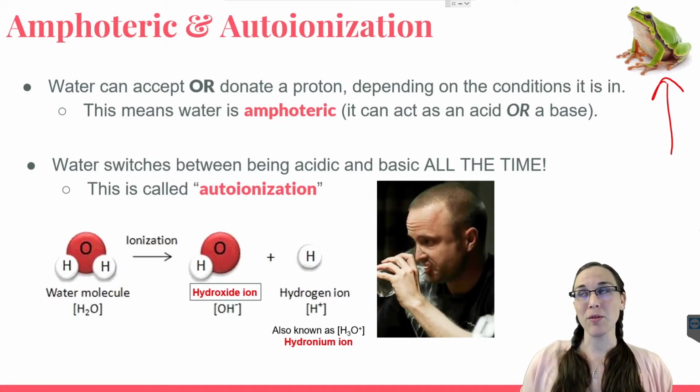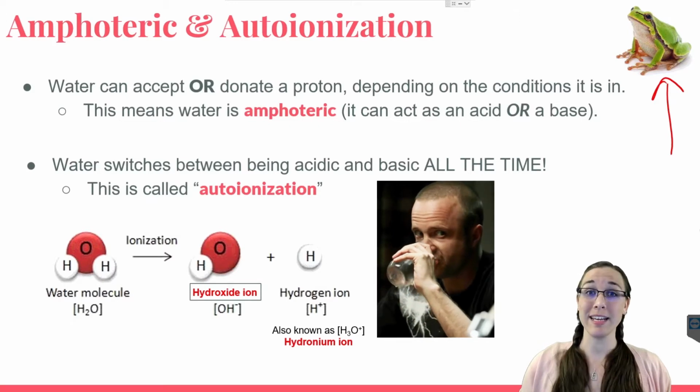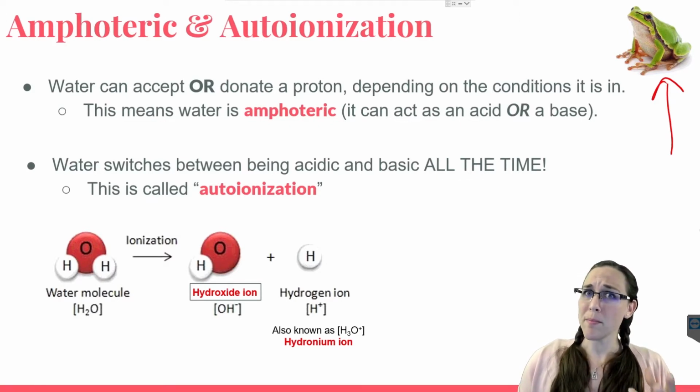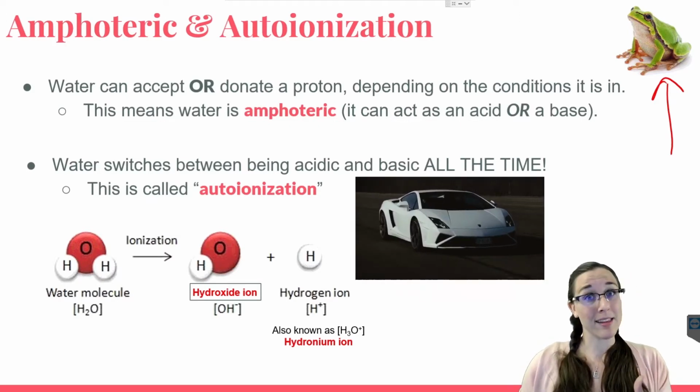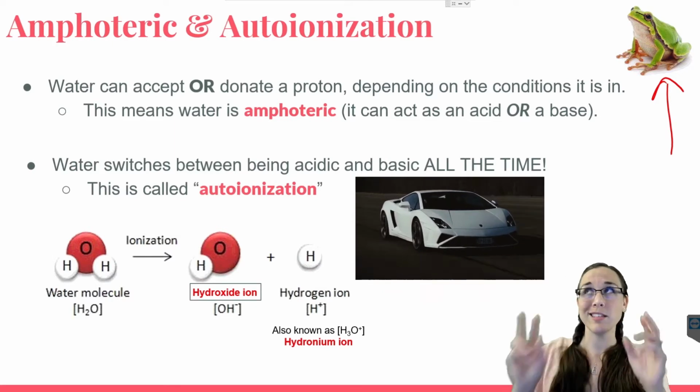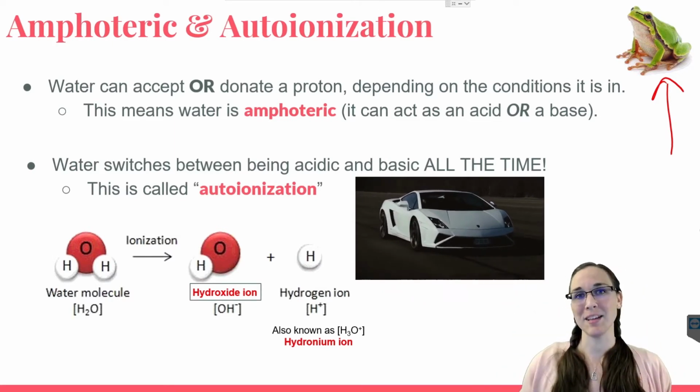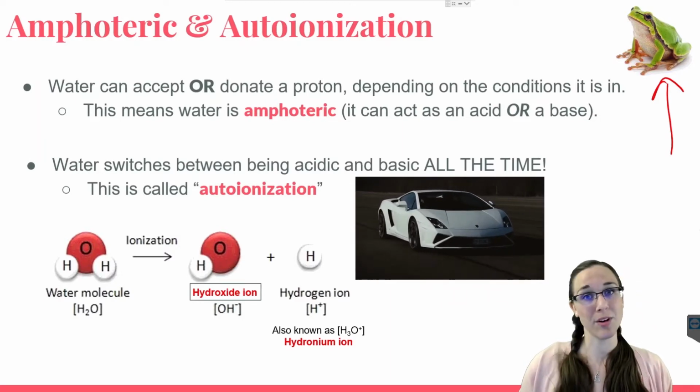This property or this process is called autoionization. Just like your automatic car can shift automatically between gears, water is shifting between the gears of acid and base on its own, creating both hydroxide ions and hydronium ions.